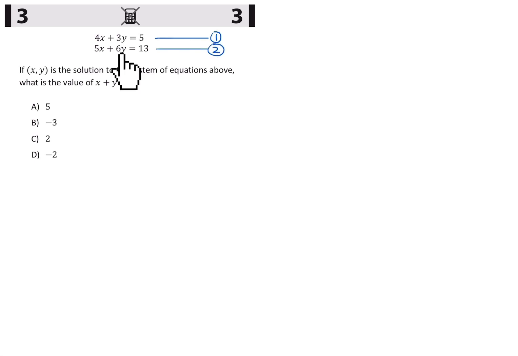I will eliminate the variable y from the system by multiplying 2 to the first equation, because this will make the coefficient of y equal to 6 for both equations. Multiplying 2 to the first equation, we get 4 times 2, which is 8x, plus 3 times 2 is 6, so we get 6y equals 5 times 2, which is 10. I will copy the second equation just below this new equation. This will make the next step very easy to visualize.